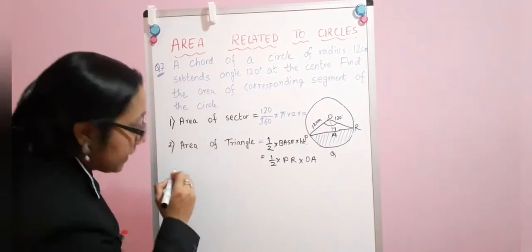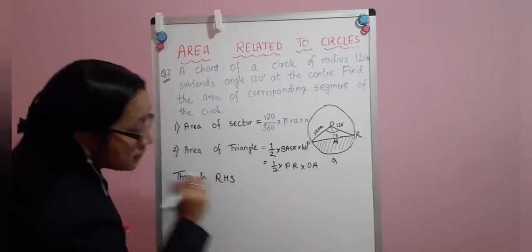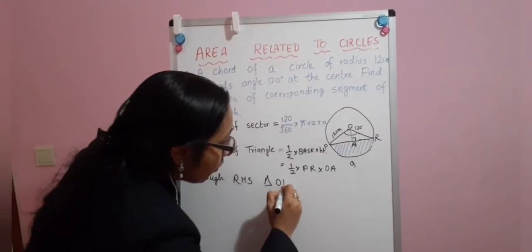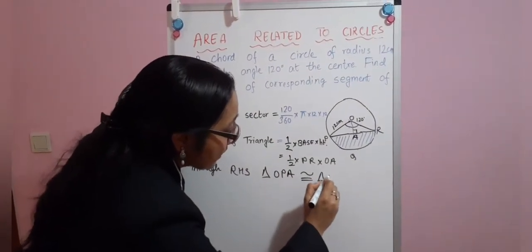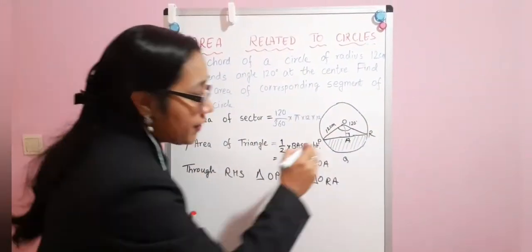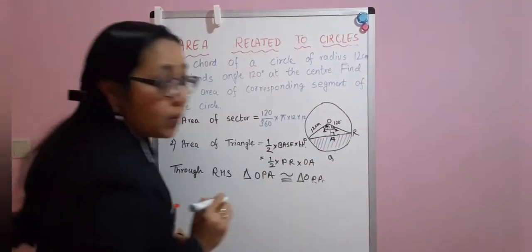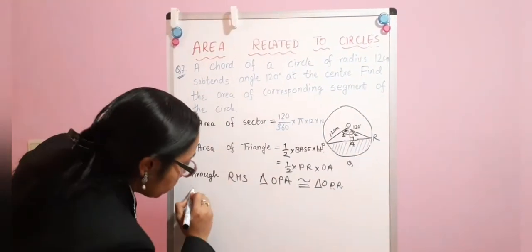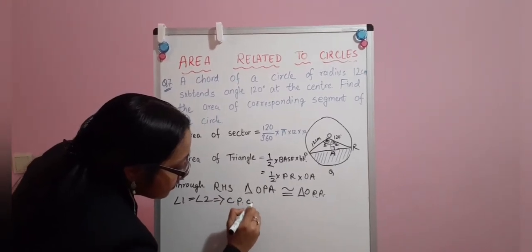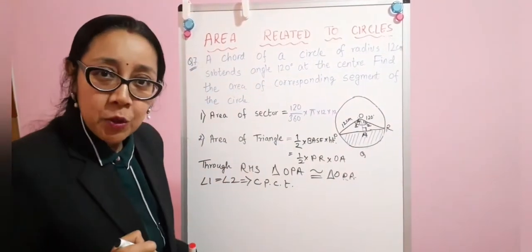So we can write first step, through RHS, that is right angled hypotenuse side, we can say triangle OPA is congruent to triangle ORA. Correct? So through CPCT, corresponding part of congruent triangles, this angle, let me name it as angle 1 and angle 2, angle 1 and angle 2 will be equal, right? So we can say that angle 1 equal to angle 2, correct?